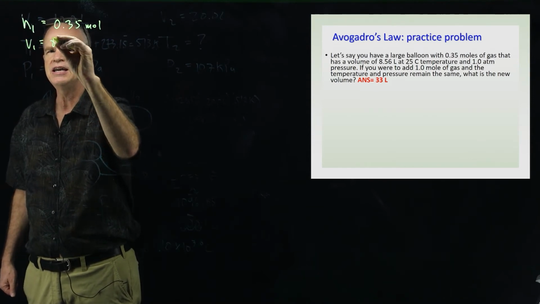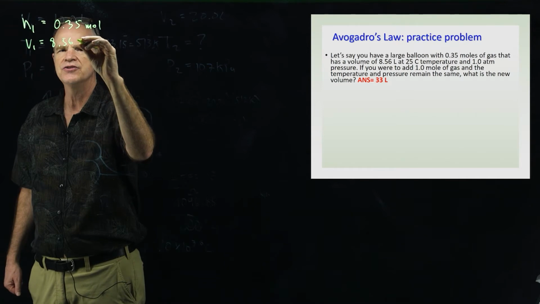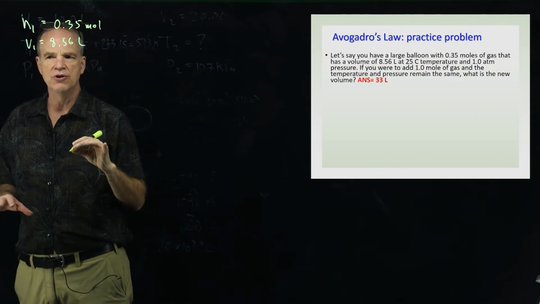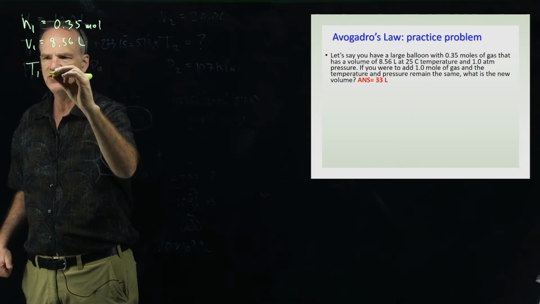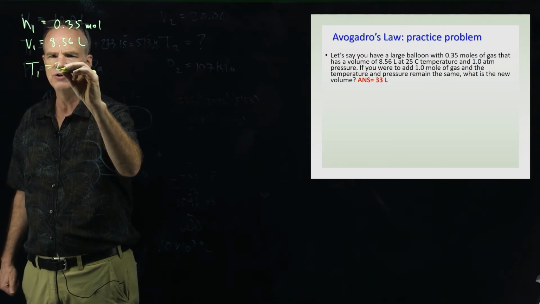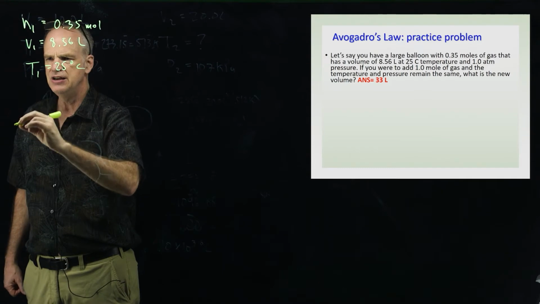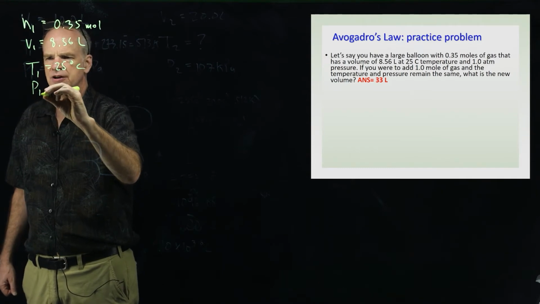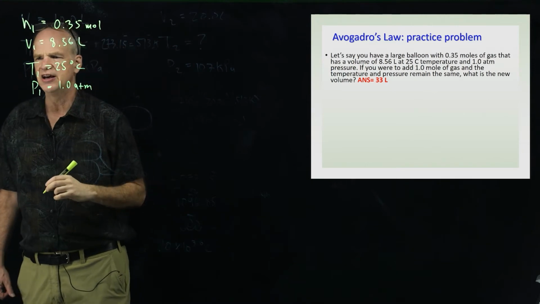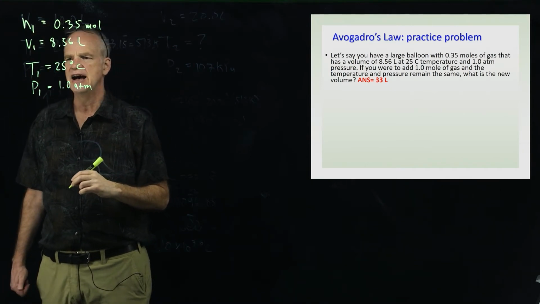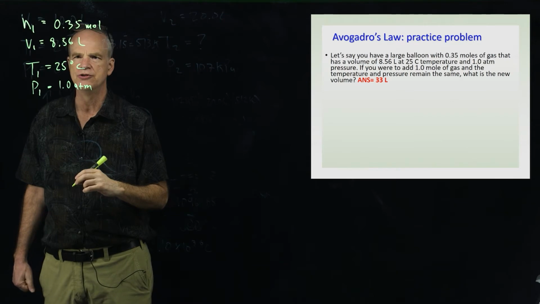V1 is equal to 8.56 liters. Now, just a note, we're also given a temperature and a pressure. So let me go ahead and write this here for the moment. The temperature is 25 degrees C, and the pressure is at 1 atmosphere. Okay, this says, if you were to add 1 mole of gas and the temperature and the pressure remain the same, what is the new volume?